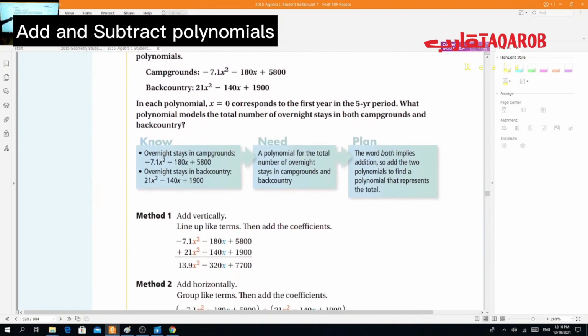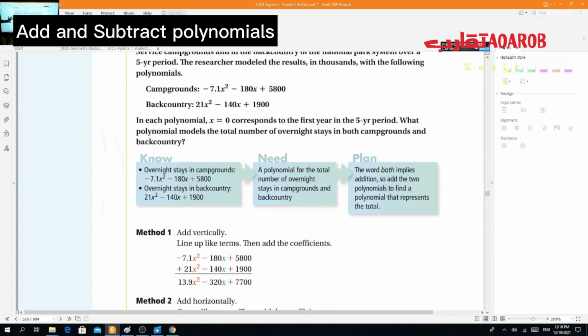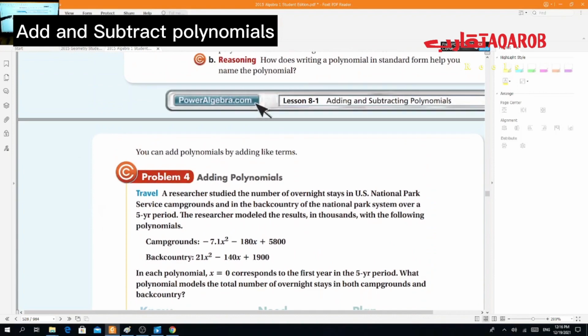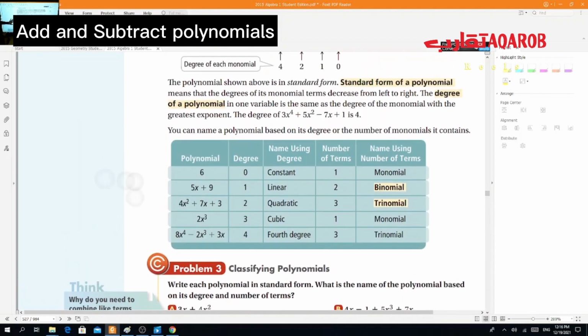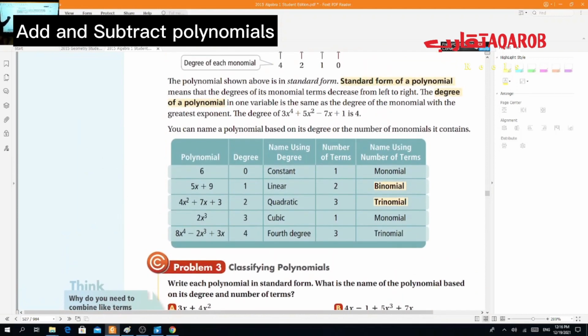How to add them? The most important thing you should do if you want to add or subtract is to first order them according to the standard form. What's the standard form? The standard form means ordering the polynomial from left to right, from the highest monomial degree to the lowest monomial degree.